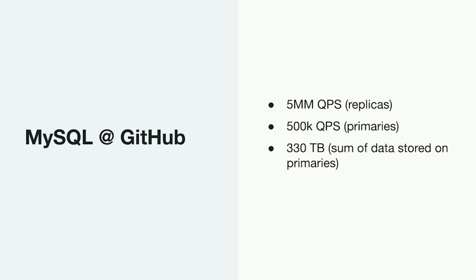At peak, we have 5 million queries per second across all these MySQL replicas that we run, and around 500,000 queries per second on the primaries. The total amount of data that we store on the primaries is around 330 terabytes of data, and that then gets obviously replicated out to all the replicas that we run.